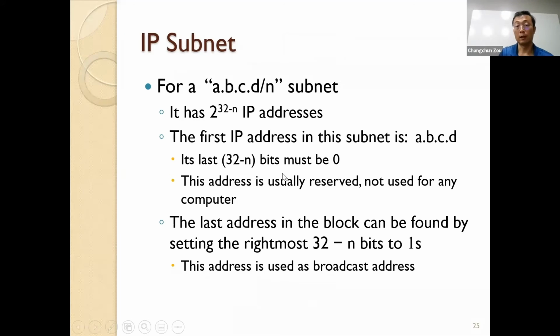However, in a subnet, for addressing purposes, usually the first IP address is reserved. No one will use this 0000 as a computer's IP address. In addition, the last IP address is also reserved as a broadcast address. Broadcast address means that if you send a packet to that broadcast IP address, where the last few bits are 1111, then this packet will be broadcast by the router and also the Ethernet switch to every computer in this subnet. So that's called the broadcast address.